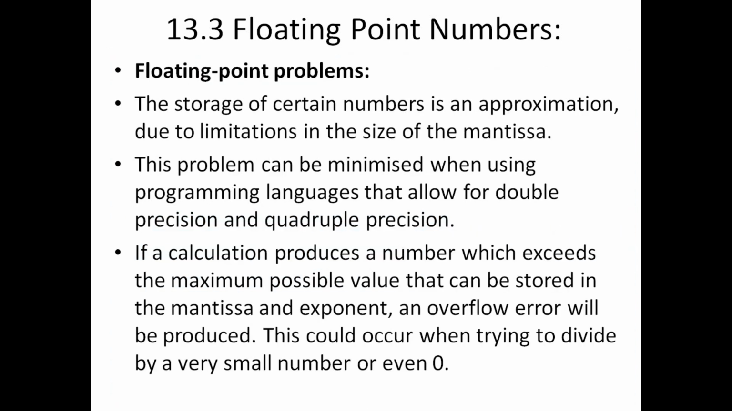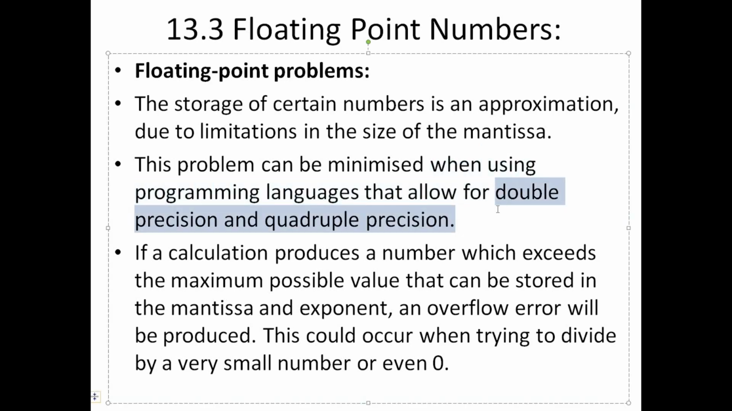Floating point numbers: the storage of certain numbers is an approximation due to the limitation in size of Mantissa. Like I said, Mantissa can be of 8 bits, less than 8 bits or more than 8 bits. But usually Mantissa and exponent together are saved in 16 bits only. This problem can be minimized when using programming languages that allow for double precision and quadruple precision. This basically means they use more bits for floating point numbers, like 32 or 64 bits.